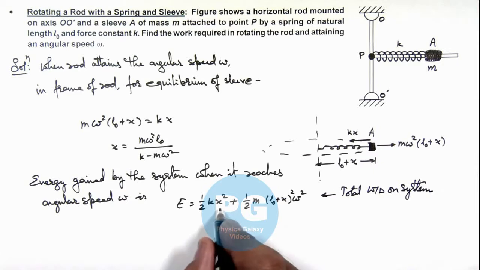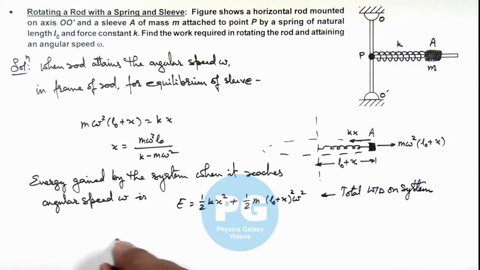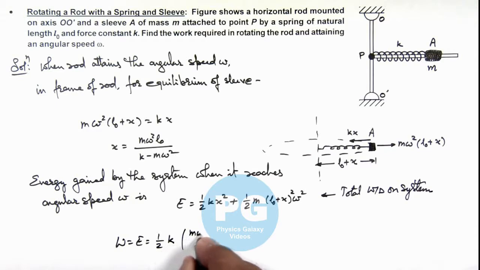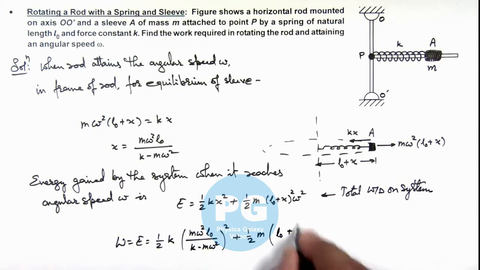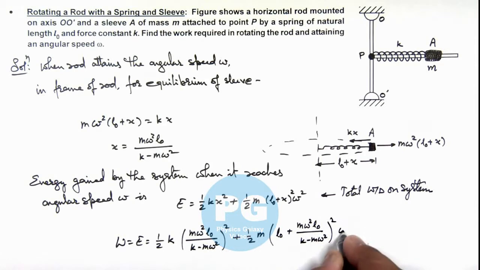So on substituting the value of x, this work done or energy can be written as half k x, we can write from here, which is m omega square L0 by k minus m omega square, whole square, plus half m, this L0 plus m omega square L0 by k minus m omega square, whole square, multiplied by omega square. That is the final result of this problem.